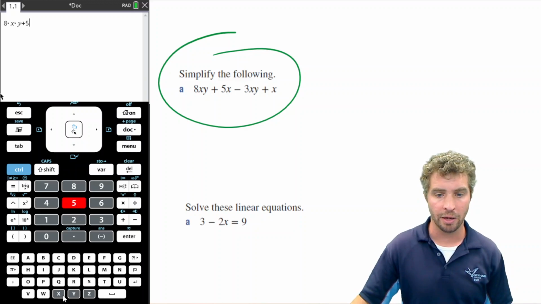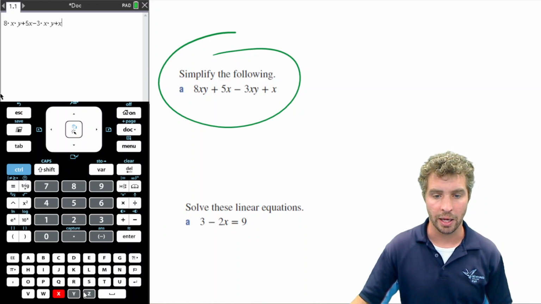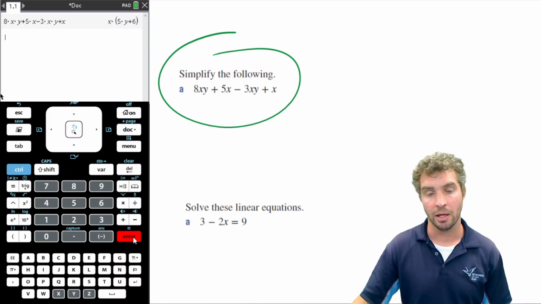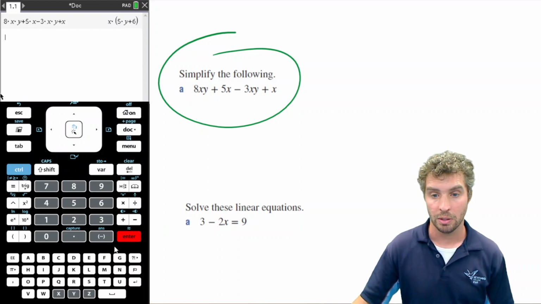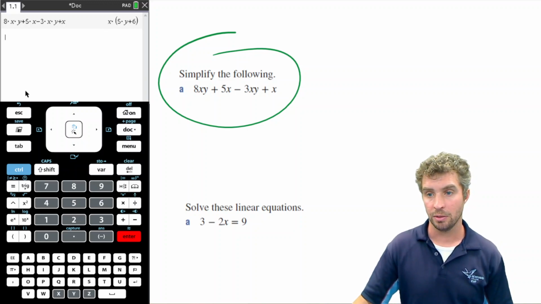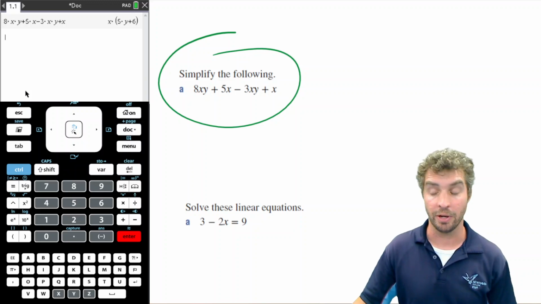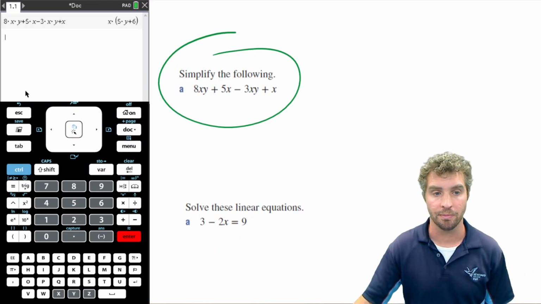All right, so we're going to keep going. Plus 5, I can just do 5x, or 5 times x is even safer. Minus 3 times x times y plus x. Okay, and I enter that into the calculator. Just hit enter, and it gives me this answer: x times the quantity 5 times y, so 5y plus 6.